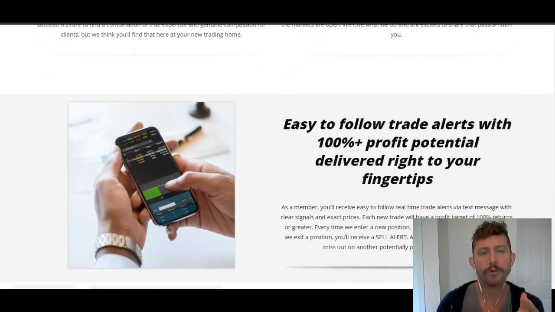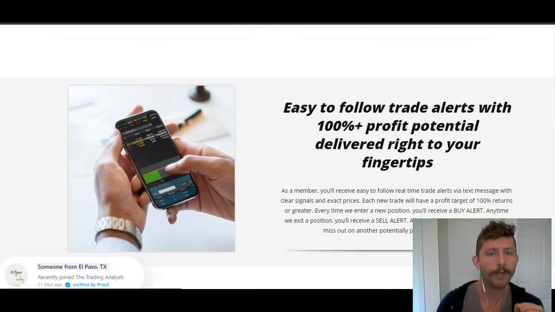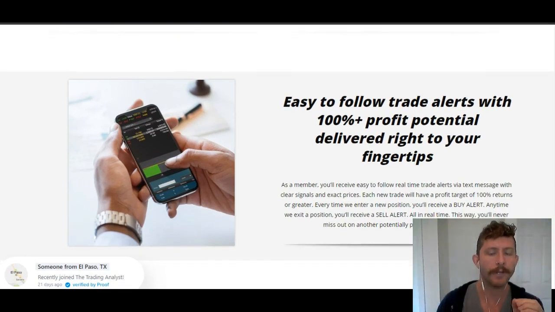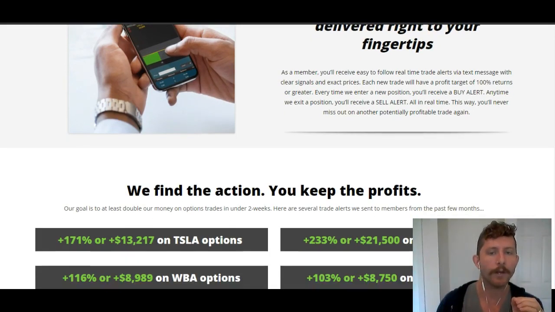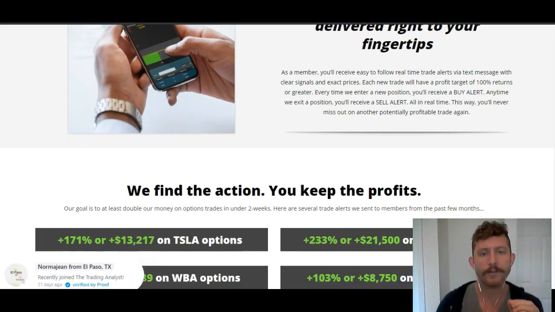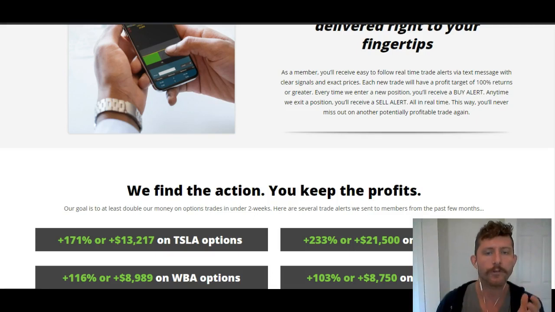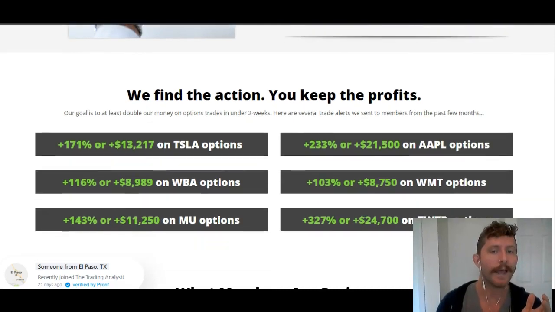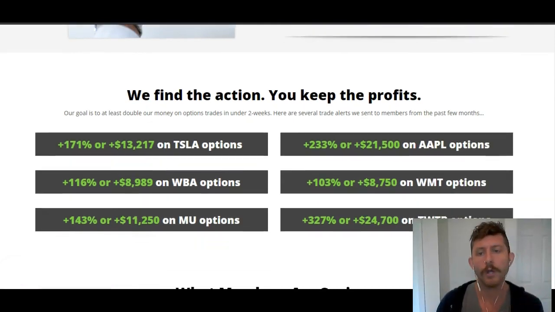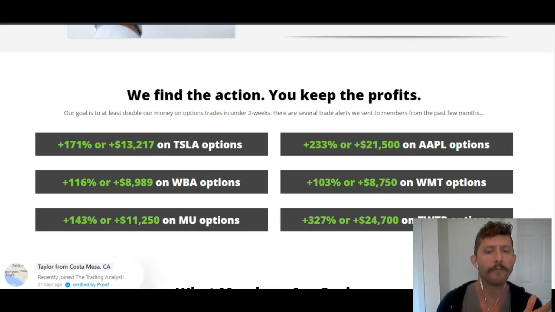You're going to get easy to follow trade alerts sent directly to your cell phone, each with 100% profit potential delivered right to your fingertips. You can literally trade from anywhere. About 90% of our trades are swing trades. So if you have a full-time job, or you're in school, you're still going to be able to participate, because they last anywhere from 2 to about 30 days.